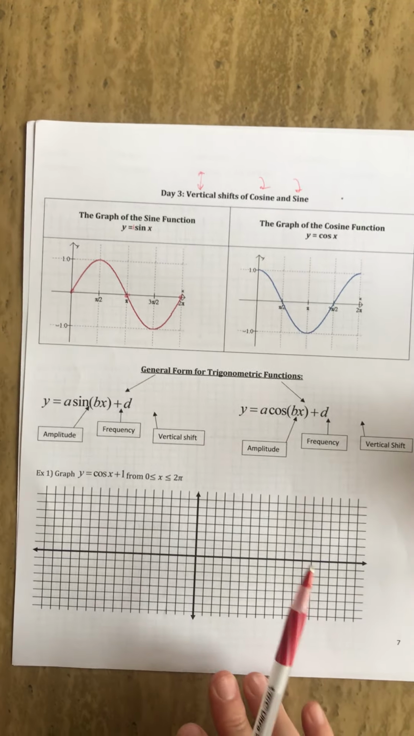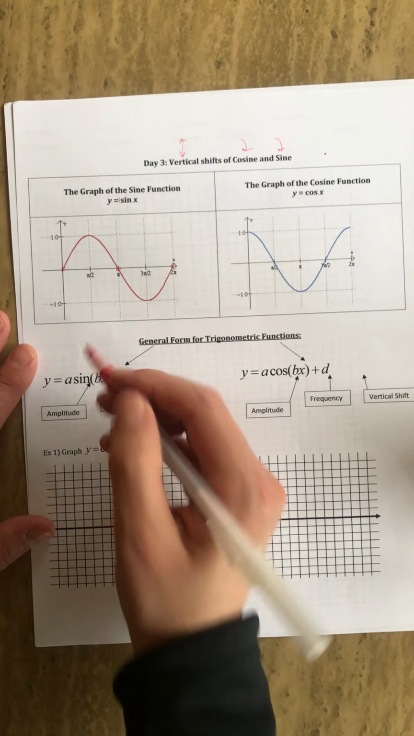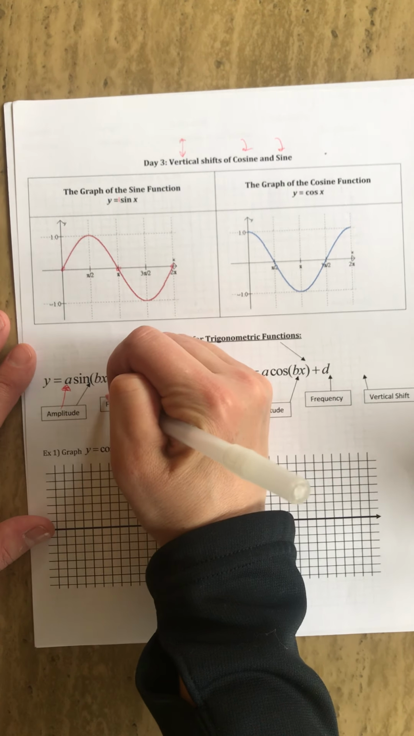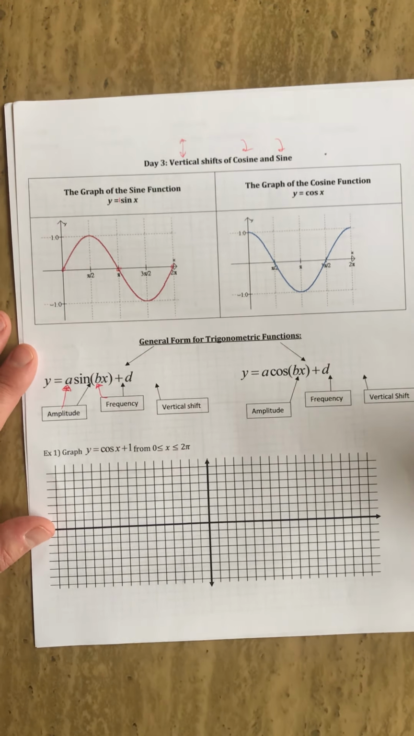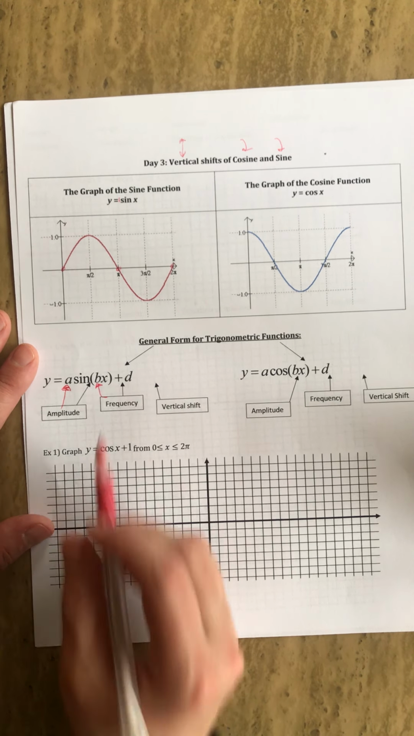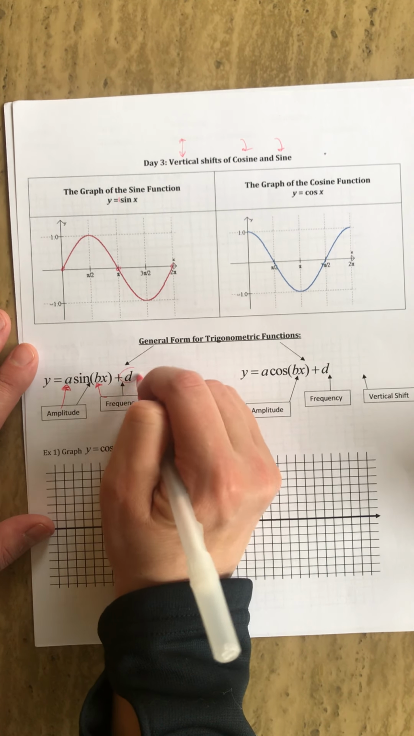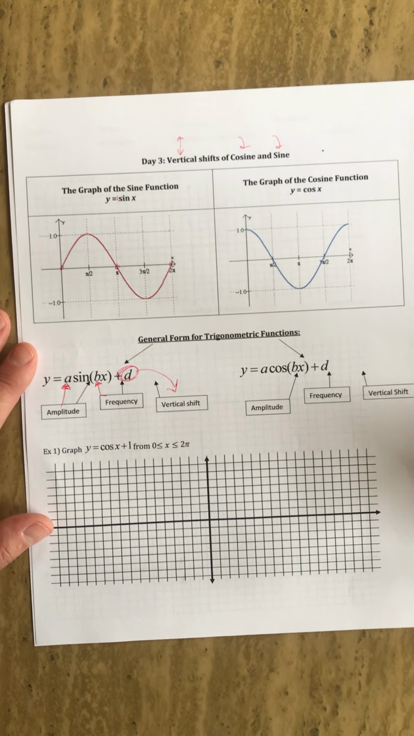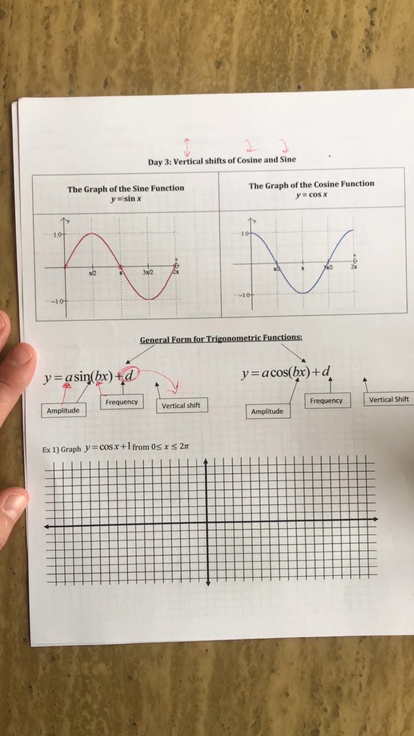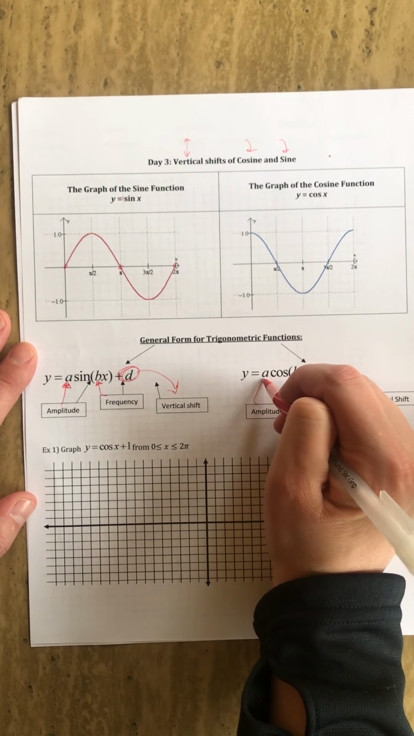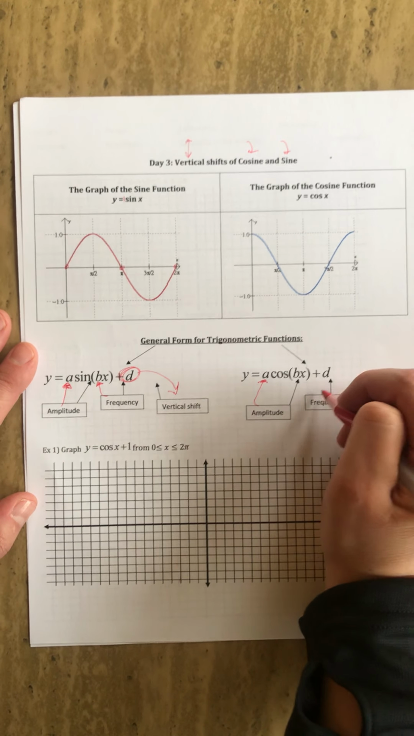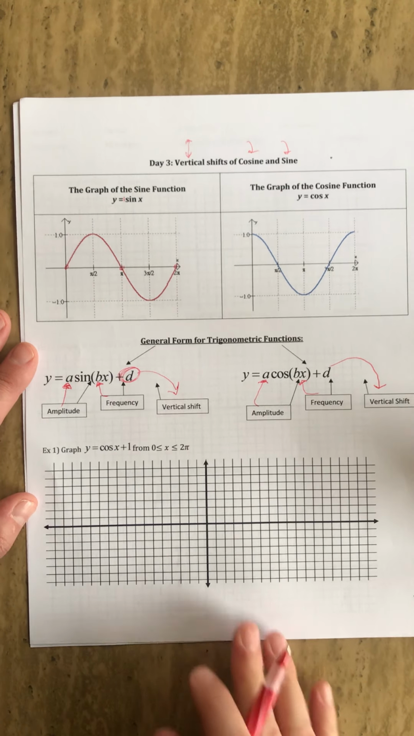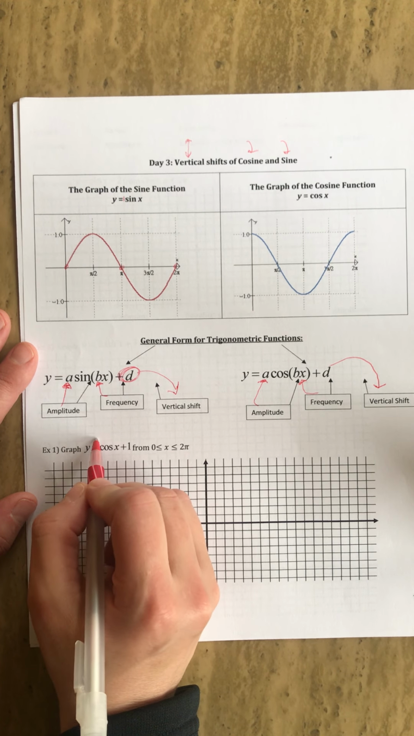So the general form you're going to see right here: the amplitude is always out in front of sine or cosine. The frequency, we haven't focused a lot on yet so far, but the frequency is in front of the x. And this right here, the D, that's our vertical shift. The vertical shift tells you that either you're going to move it up or move it down. So this is the amplitude in front, the frequency, and of course D is the vertical shift up and down.